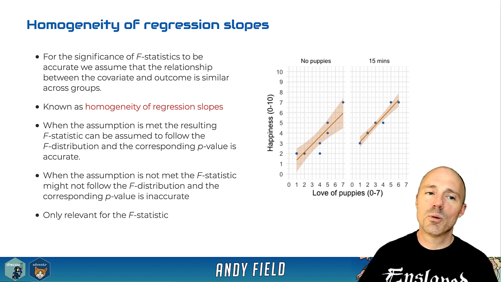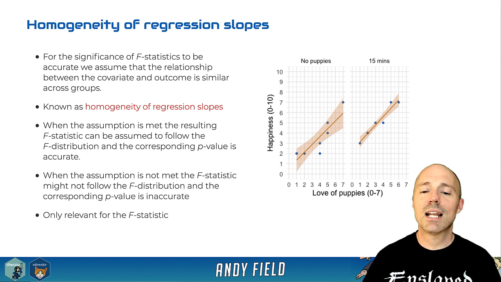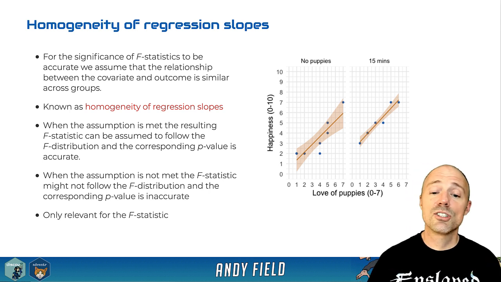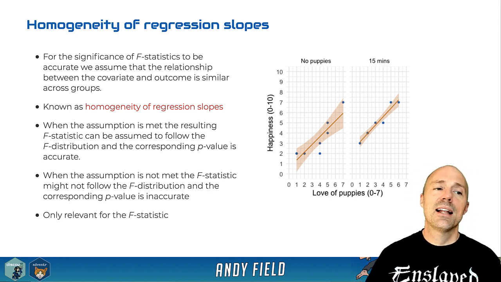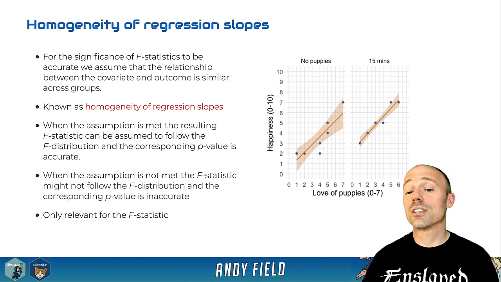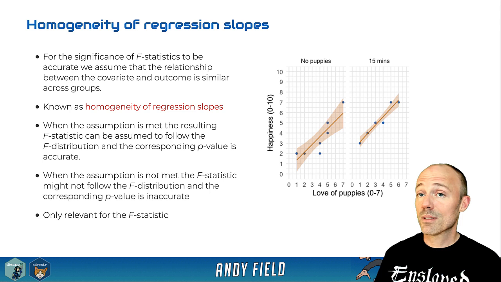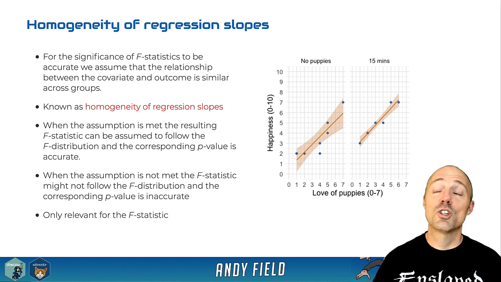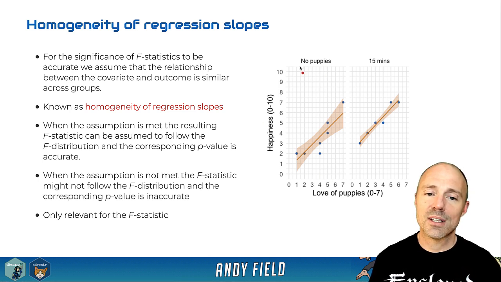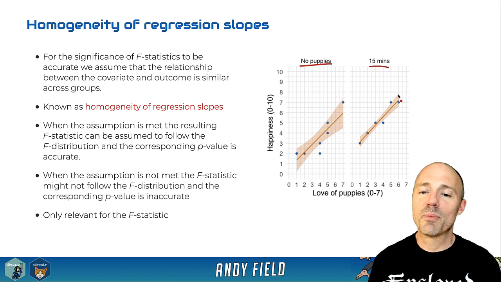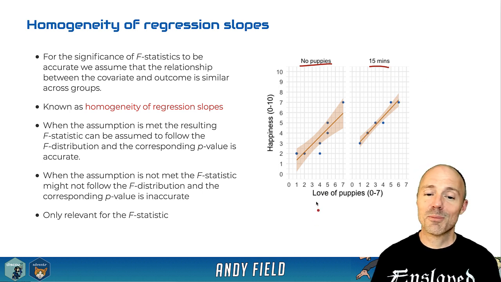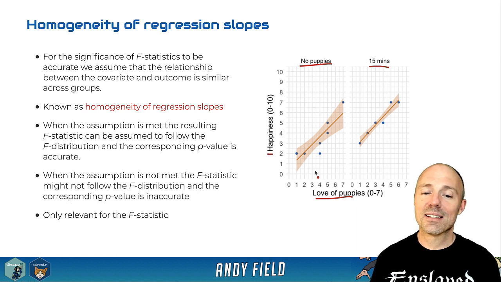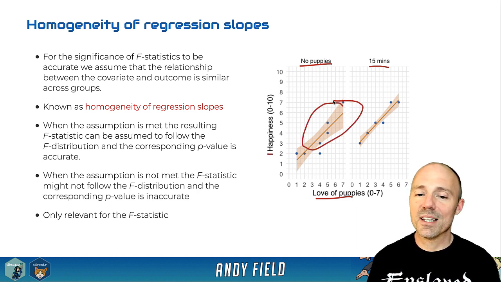In this plot, it's an example of homogeneity of regression slopes, and it's to do with the relationship between the covariate or continuous predictor and the outcome. In this case, the relationship between love of puppies and happiness. What it's saying is that that relationship should be constant across the different groups. So across the different doses of puppy therapy, the relationship between love of puppies and happiness should be roughly the same. That's what this plot shows. For the no puppy group and the 15-minute group, we have homogeneity of regression slopes. The relationship between love of puppies and happiness is basically the same. So the slope of this line here is roughly the same as the slope of that line there.